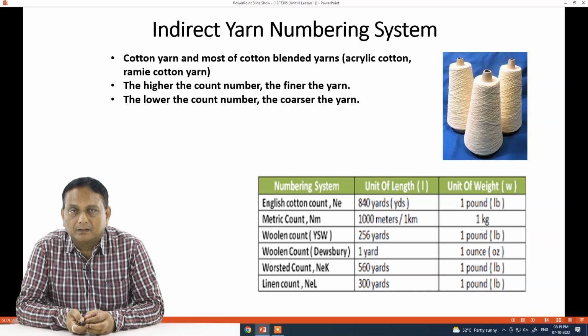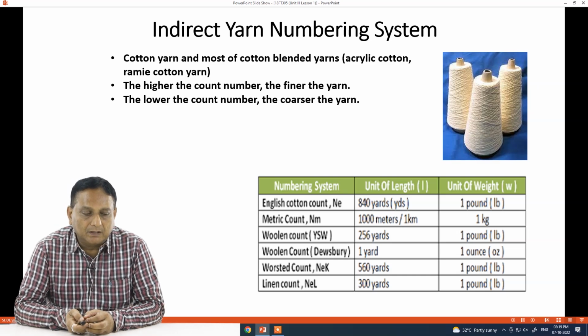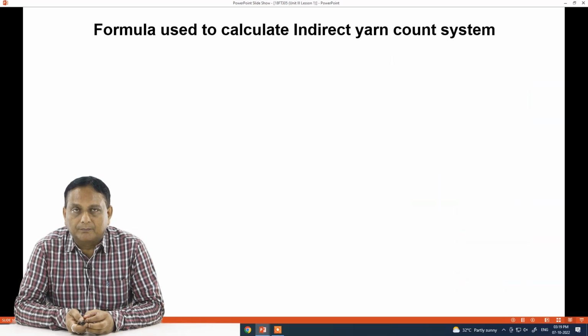Similarly, woolen yarn has 256 yards, weight is 1 pound. Linen is 300 yards weighing 1 pound. Worsted is 560 yards weighing 1 pound. So you can see that different kinds of numbering systems are available in the indirect yarn numbering, and this kind of numbering system is applied to the spun yarn category, normally where the continuous filament length is not there. That's why the indirect yarn numbering system.